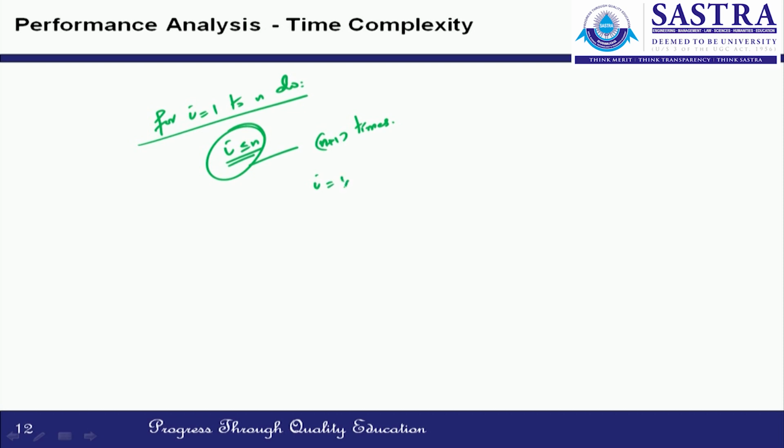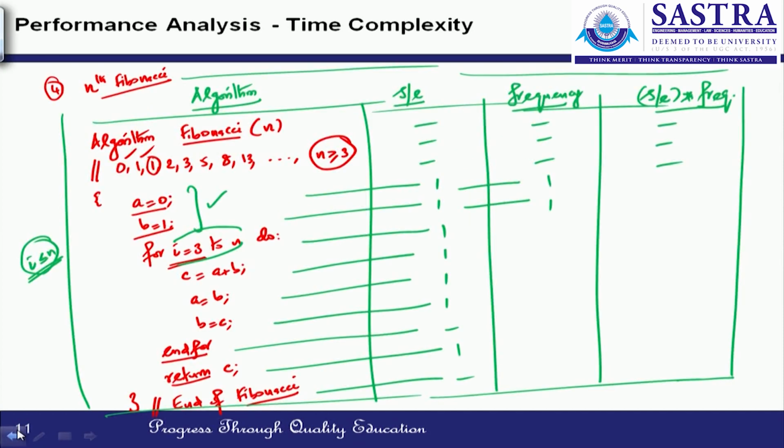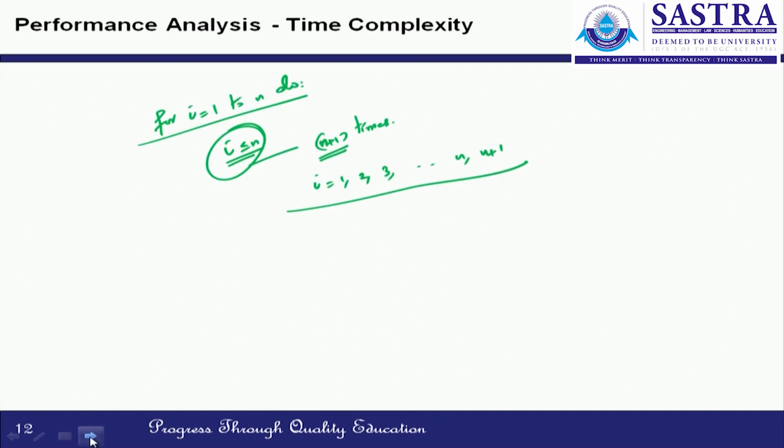When i is equal to 1, 2, 3, etc., n comma n plus 1, that is what we have: n plus 1 times. Here, based on the logic we have designed, since we need to find the nth Fibonacci integer, the initial value of i starts at 3. So i equal to 1 is ignored, i equal to 2 is ignored. So totally two values are missed. So n plus 1 minus 2, this is equal to n minus 1 times the for loop is executed.